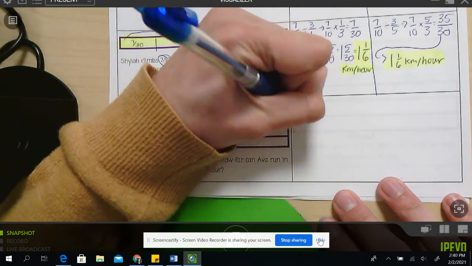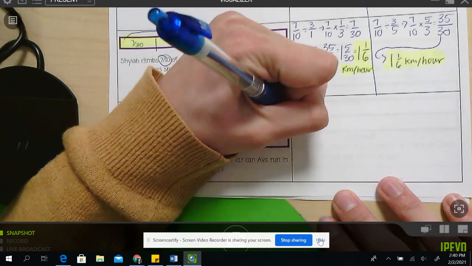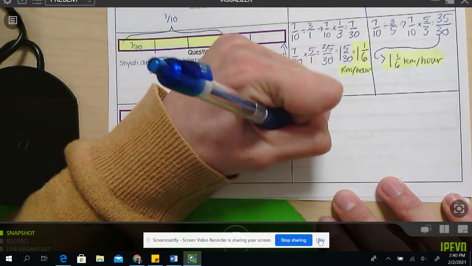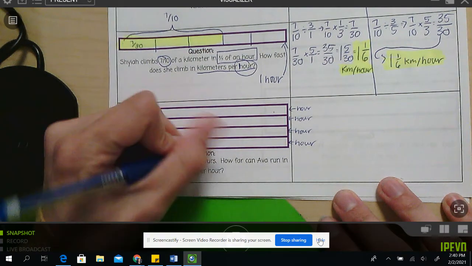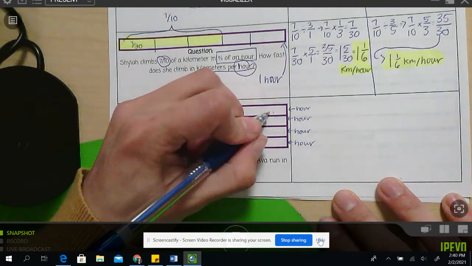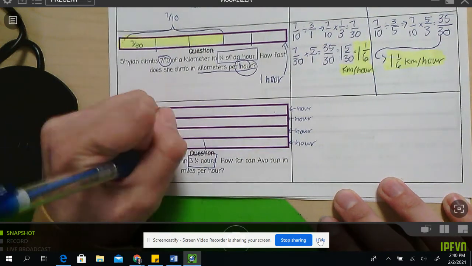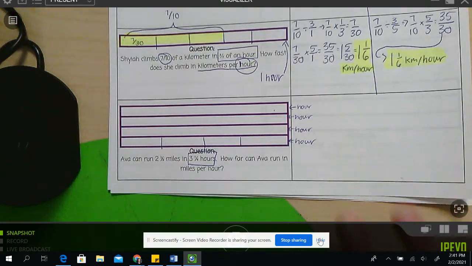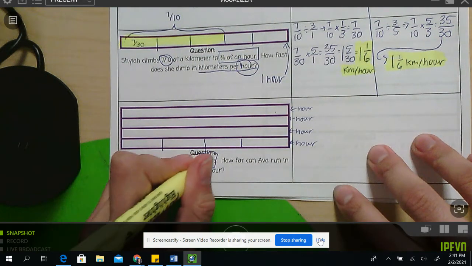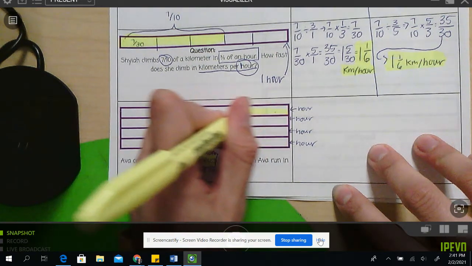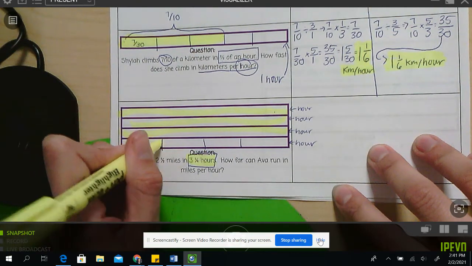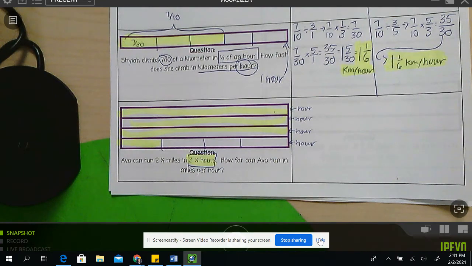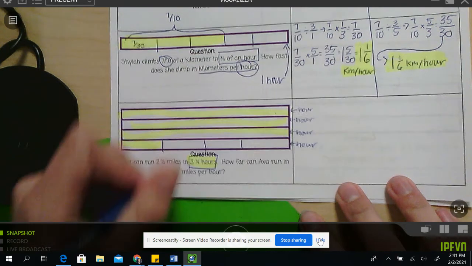So we're going to have each of these bars represent an hour. Each one represents 1 hour. So let's see, it's giving us the information of 3 1/4 hours. So 1, 2, 3, and then let's split the last hour into fourths. Right now we're going to color in that she ran 2.5 miles in 3 1/4 hours. So we're going to color the first block 1 hour, 2 hours, 3 hours, 3 1/4 hours. She was able to run 2.5 miles.